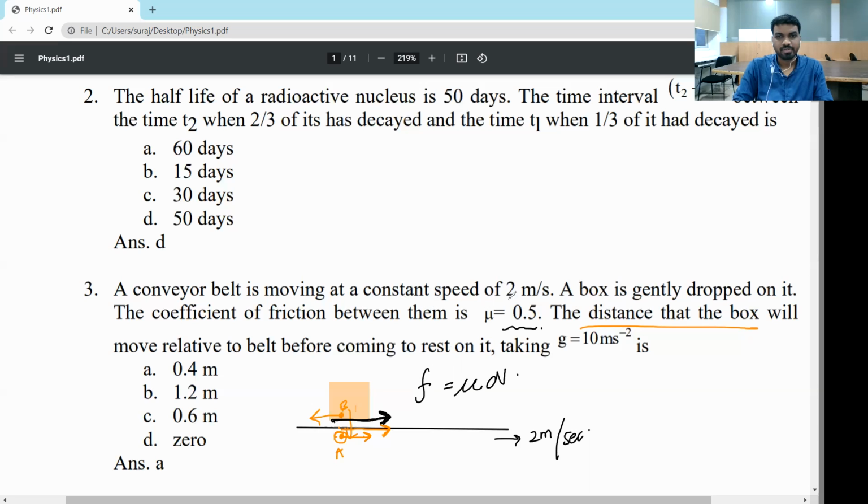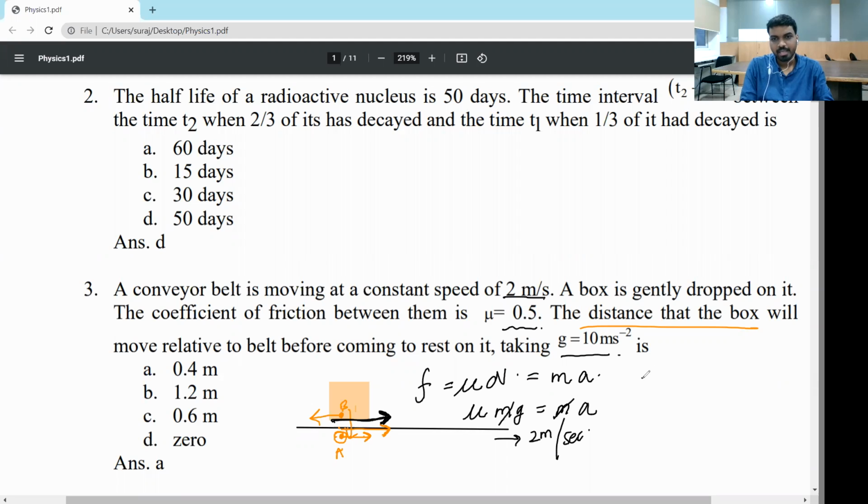So now constant velocity is given, 2 meters per second. G is given 10 meters per second square. Now force will be how much? Force equals mass times acceleration. N is what? I can write again mu N, where N is mg, equal to mass times acceleration.